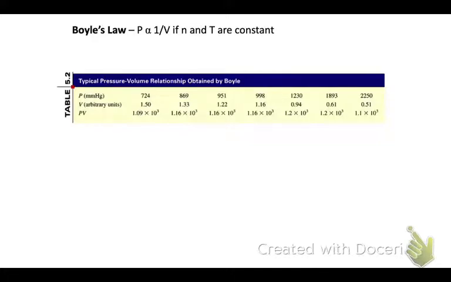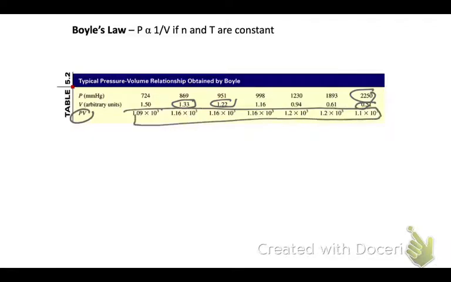You can see right now here in this table that when you are actually decreasing the volume, so the volume keeps going down, what happens to the pressure? The pressure keeps increasing. And if I multiply the pressure by the volume, that amount stays constant. Why? One of them increases, the other one decreases. So when you multiply them, that amount will stay constant.